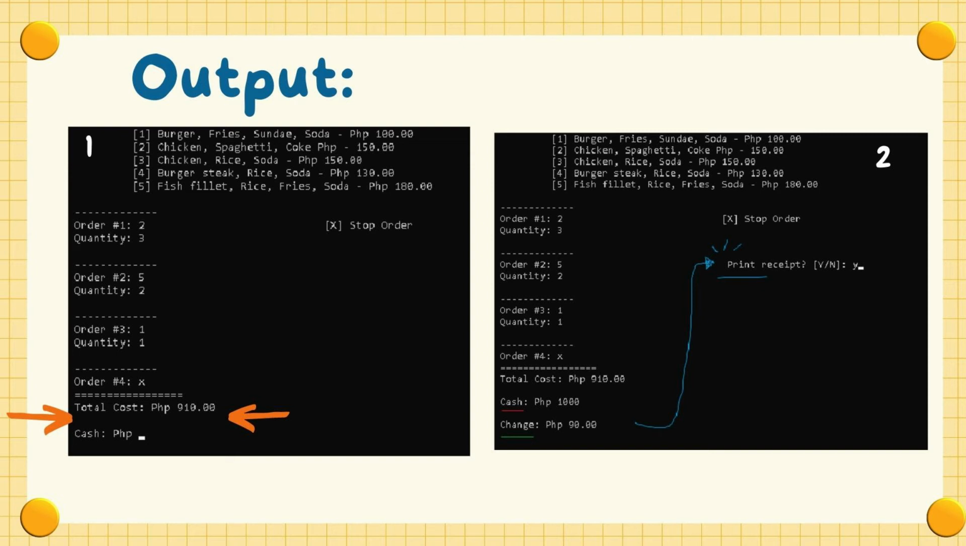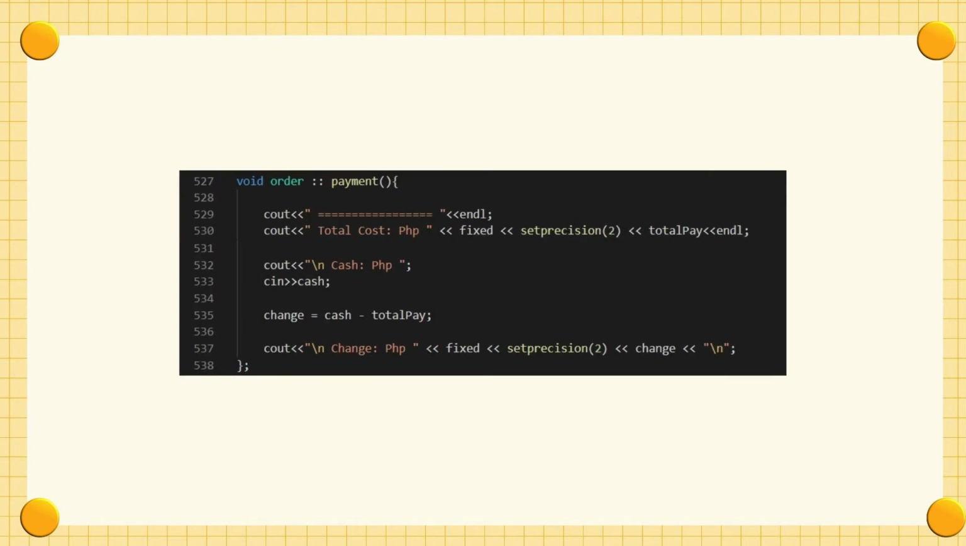This is the sample output after taking orders. The total cost is shown, and the cashier has to input the customer's cash amount. After that, the customer's change is shown, and the cashier is asked if they want to print a receipt. The payment function from the order class displays the total cost, takes the cash for computing, and displays the customer's change.